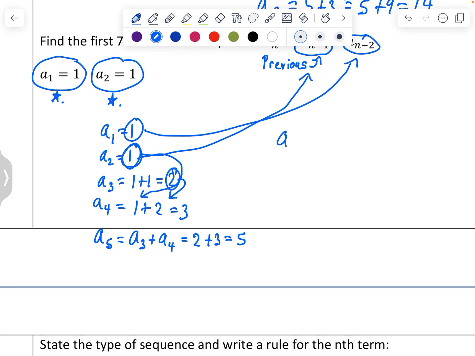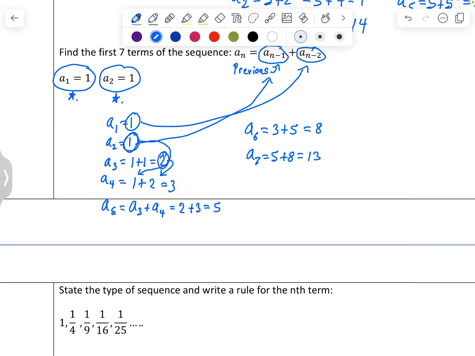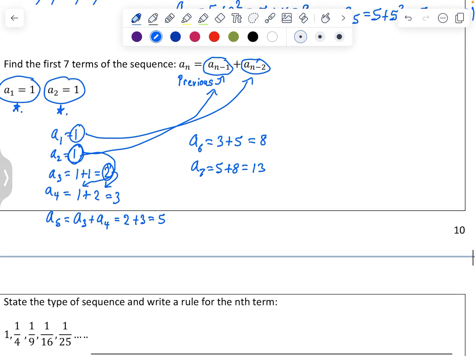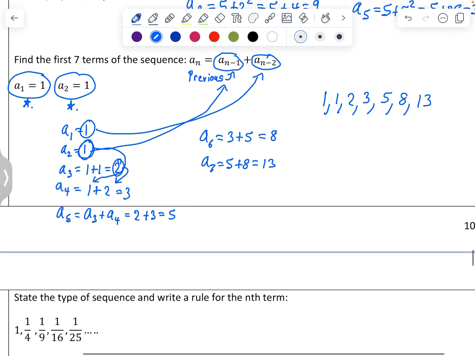And hopefully you're kind of catching on. You just have to add the 2 previous terms to get that. So then the next one would be 3 plus 5, because we got to take the 4th and 5th terms, which gives us 8. And then a sub 7 would be 5 plus 8, which is 13. And if I listed these out in order, 1, 1, 2, 3, 5, 8, and 13, this is a very special sequence of numbers. If you recognize this, this is called the Fibonacci sequence.